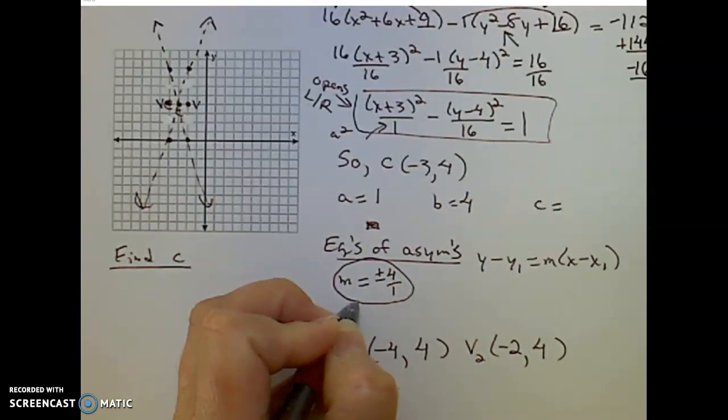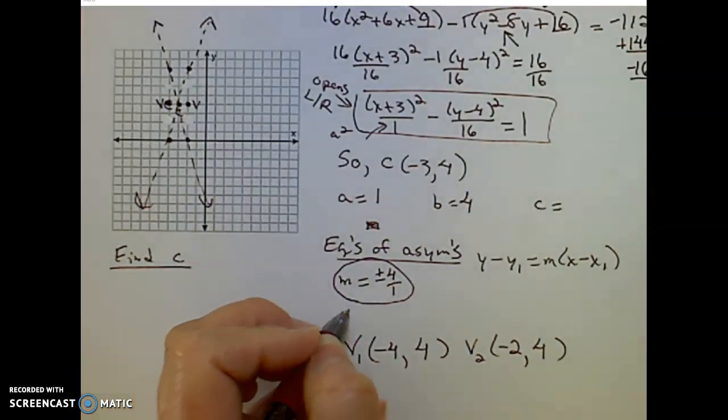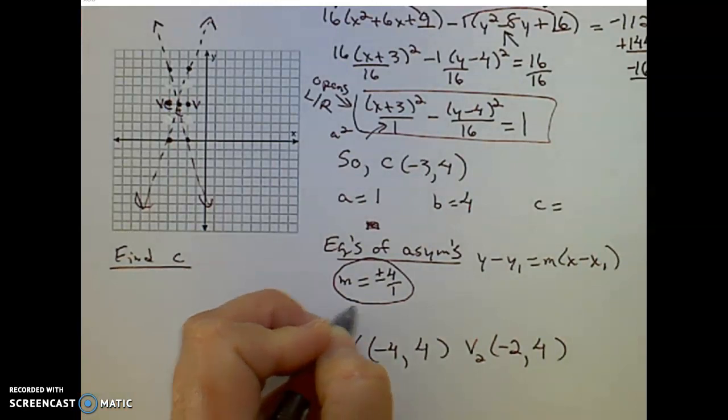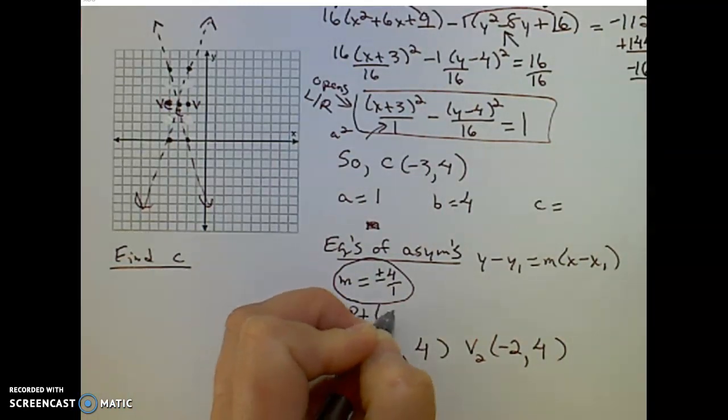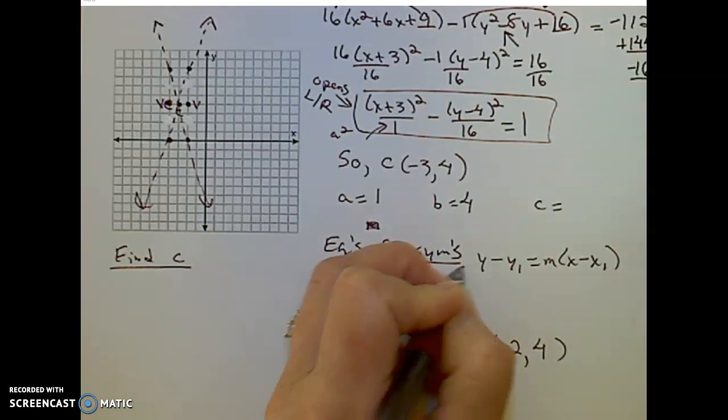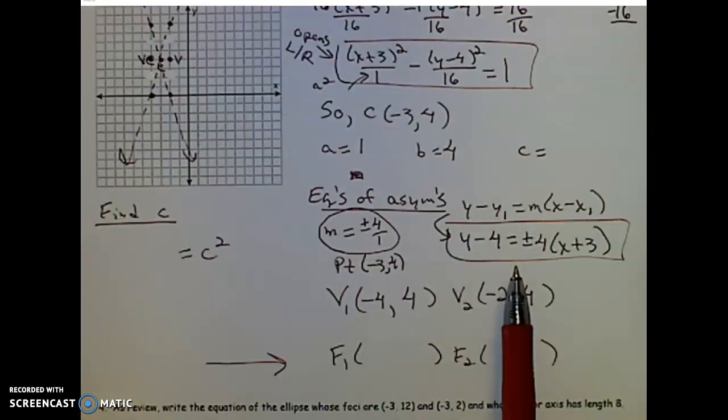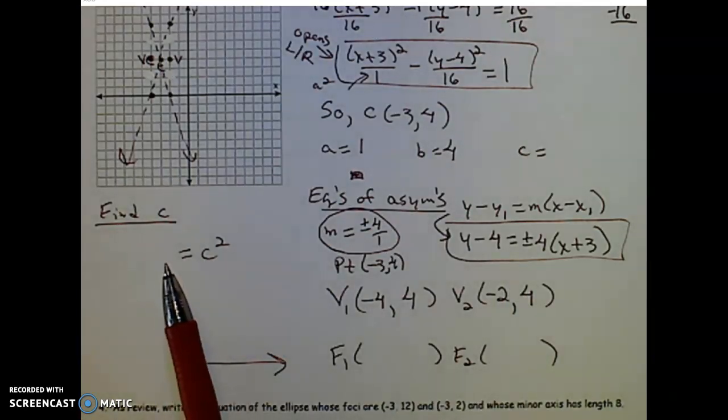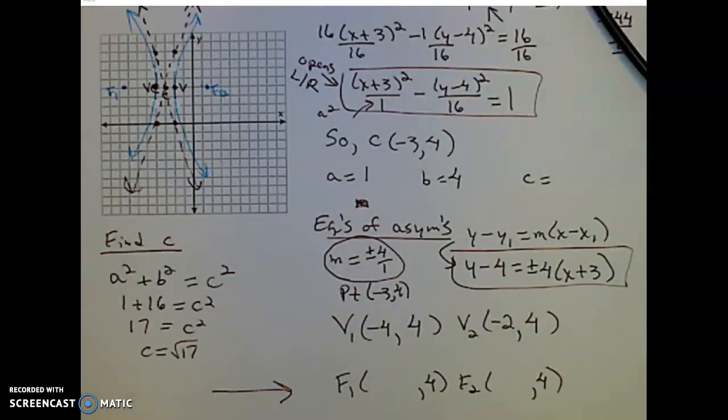Slopes of my asymptotes are positive or -4 over 1, passes through the point, which is my center, -3, 4. And these are my asymptotes. Please check. And to find my foci, I need c. I'm going to pause and find my c value. I get a c value of root 17, which is just more than 4.